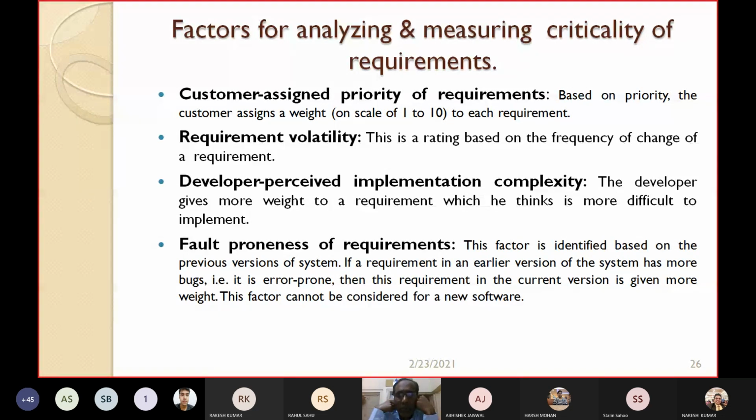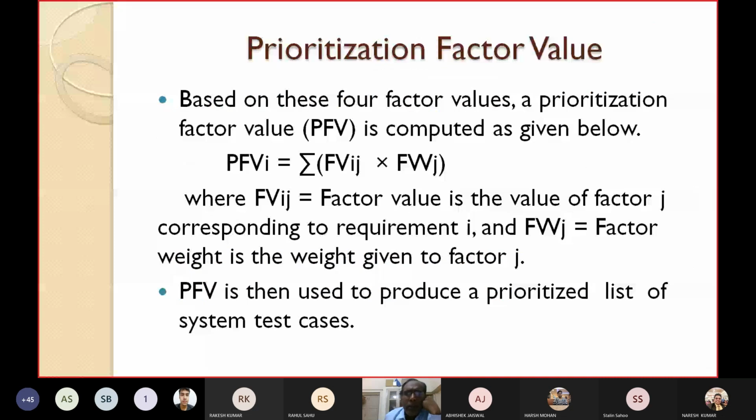So you have to give more weight in the current version. This factor cannot be considered for new software because you have not dealt with a previous version. For new software, this factor will vanish, or simply you can give 0. So then how will we prioritize? Prioritization factor value. Based on these 4 factor values, a prioritization factor value PFB is computed. How? By using the following equation.